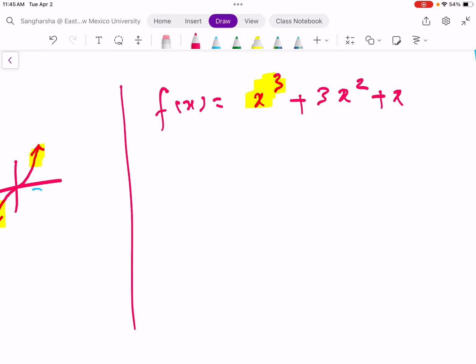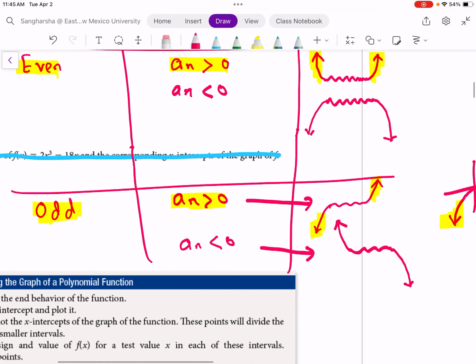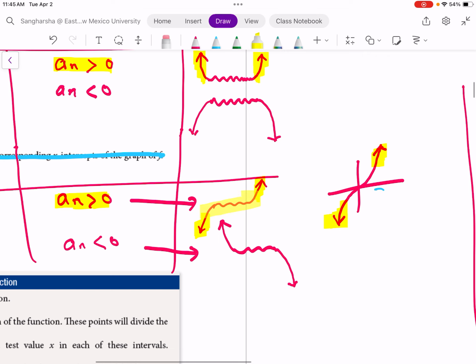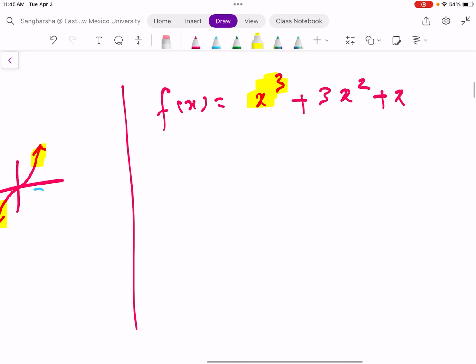Now let's go back to our table. We have an odd degree and the coefficient is greater than 0, so this is the graph. The graph of this function looks like this one. For our end behavior, we're going to have a graph on the left of this kind. We don't know what happens in the middle, and this is the graph that we get on the right side. We are only interested in the left end and the right end.